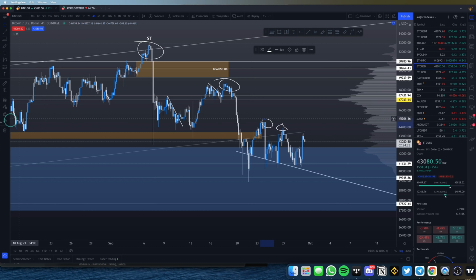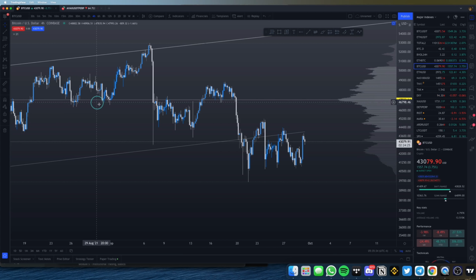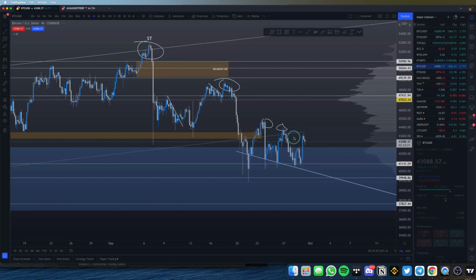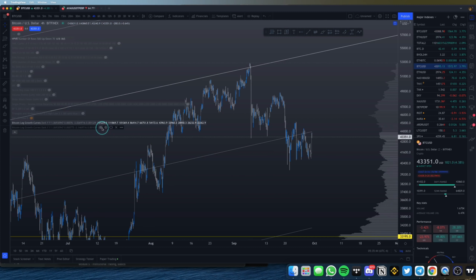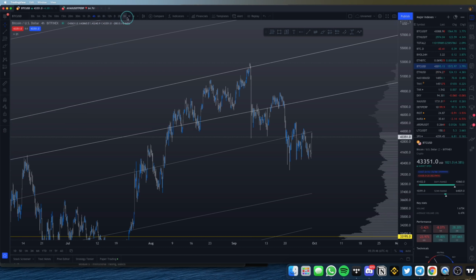Right off the bat, I guess I'm going to have to go onto Bitfinex then. So today we are going to be using the Bitfinex chart and we are going to take a look at the logarithmic growth curves.